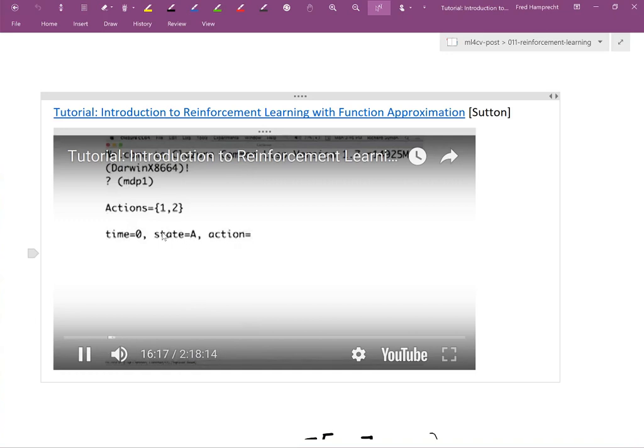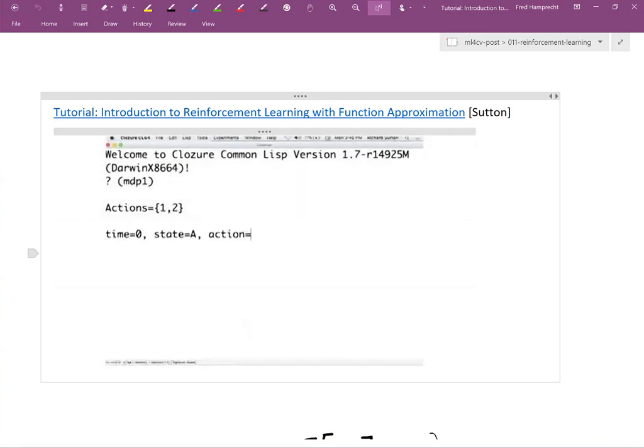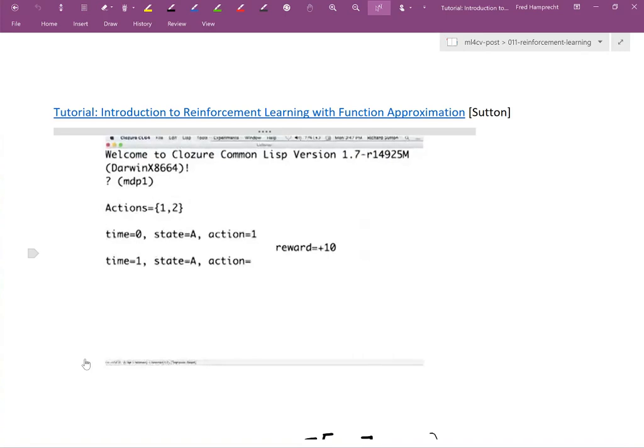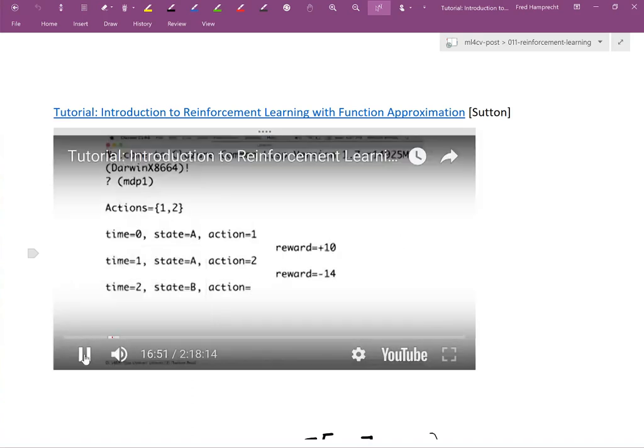You're now at time 0, you're in state A. Okay, what action would you like to try? 1. Good. 1. You get a reward of plus 10. So this is great. So plus means positive reward, negative would be bad. What action would you like to do next? Because you don't know if plus 10 is a lot or if it's a little bit. It's evaluative. It evaluates how well you did. It doesn't tell you what you should have done. 2. Minus 14. So what would you like to do now?